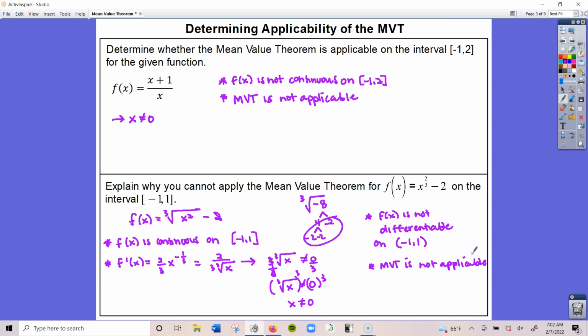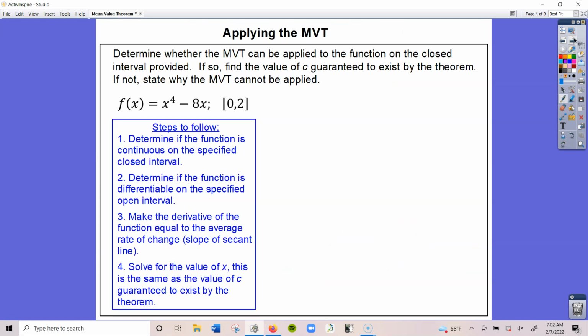So now let's look at an example where MVT is going to end up being applicable and how we would go about continuing that process. Determine whether the MVT can be applied to the function on the closed interval provided. If so, find the value of c guaranteed to exist by the theorem. If not, state why the MVT cannot be applied.